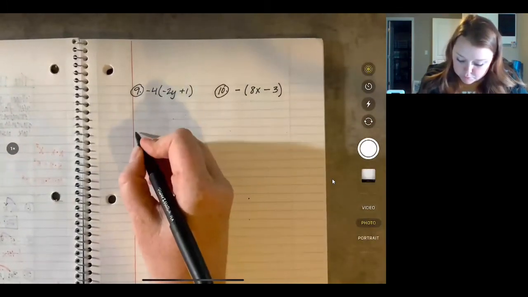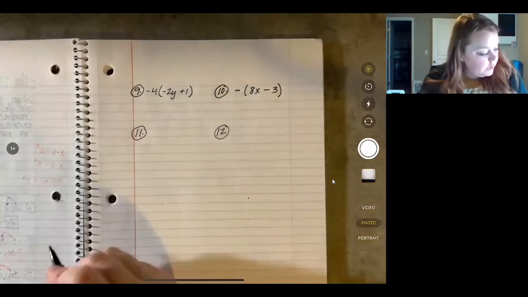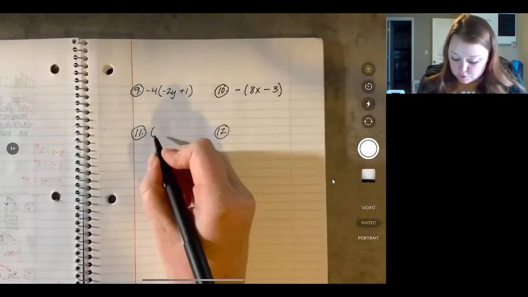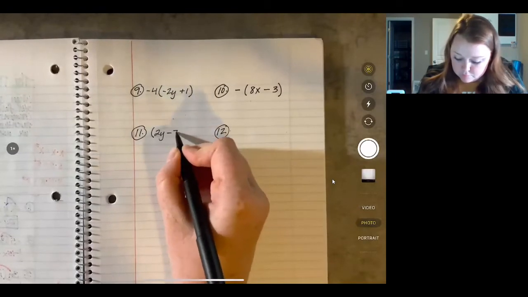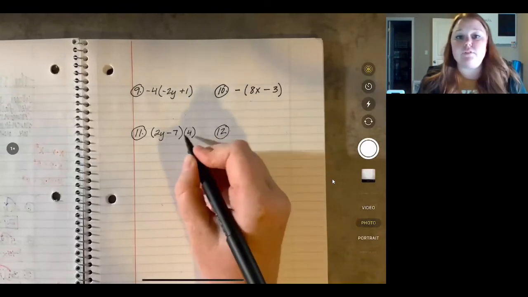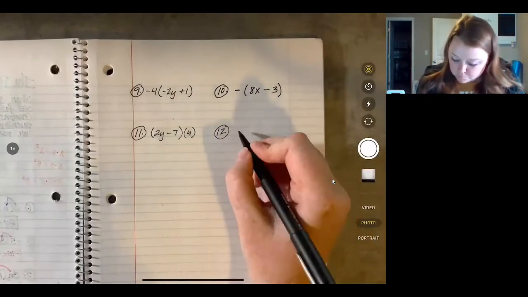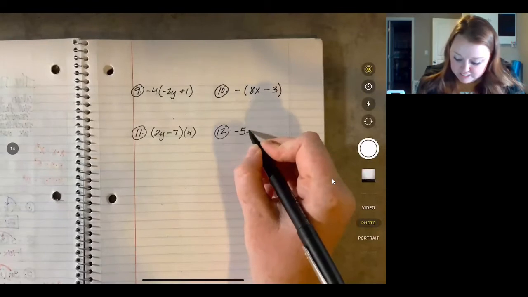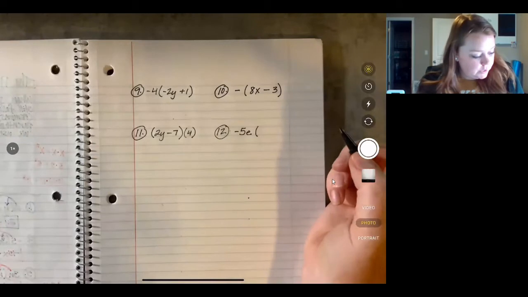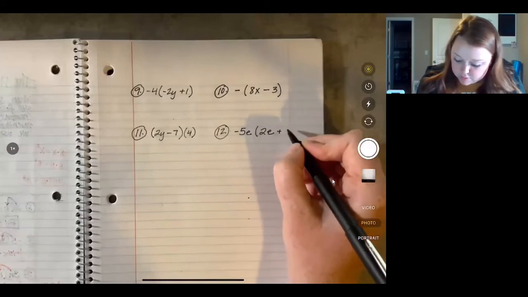Okay, give yourself some room. Here is number 11. Number 11, we're going to start with parentheses. You got 2y minus 7. And then there's a 4 right next to it. And then the last one, you got a negative 5e out front. And inside your parentheses, you have 2e plus 3f.